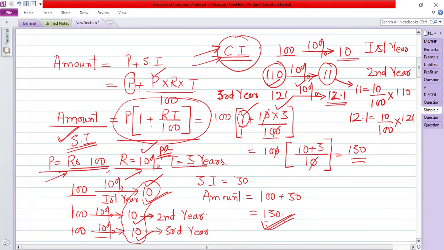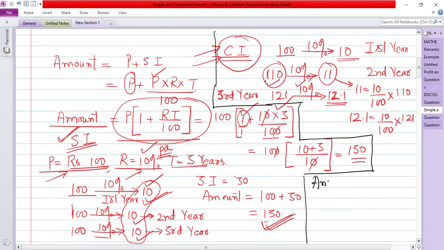Now this is the case of compound interest. And in this case, what is the final amount? The final amount, please mind, is not 121. In the case of compound interest, the final amount after 3 years will be 121 plus 12.1, and that will give us nothing but 133.1.